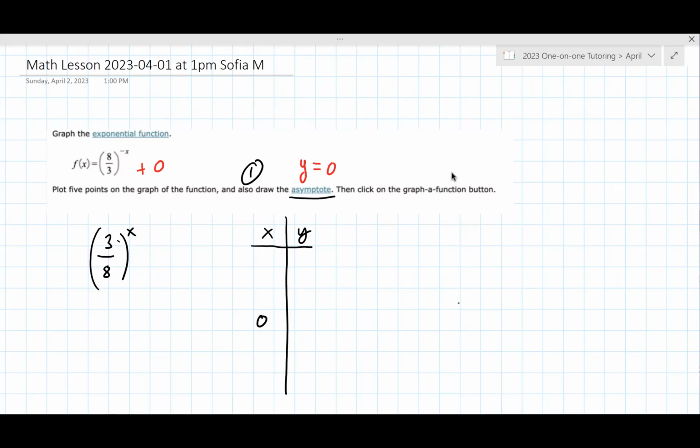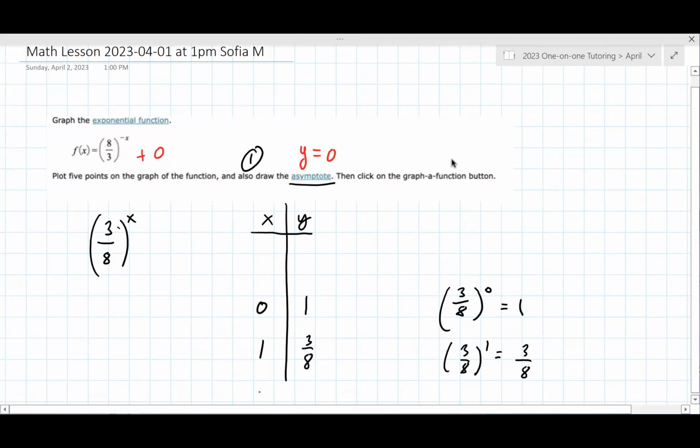So this is 3/8 to the power of 0. Anything to the 0 power is 1. 1 is almost always a good choice. 3/8 to the power of 1 is 3/8. Then we'll go to the power of 2.